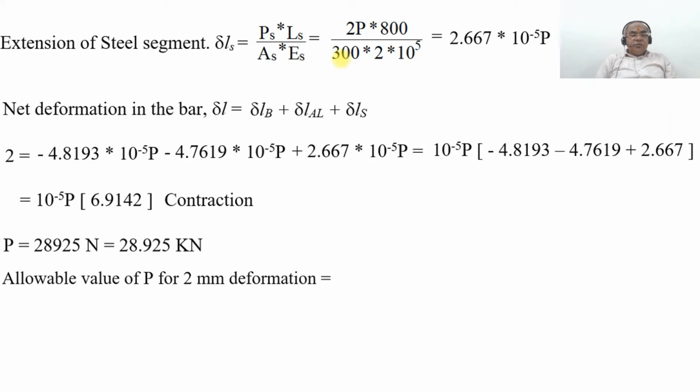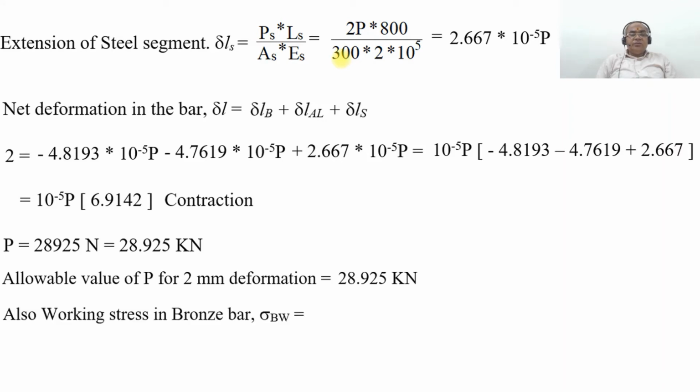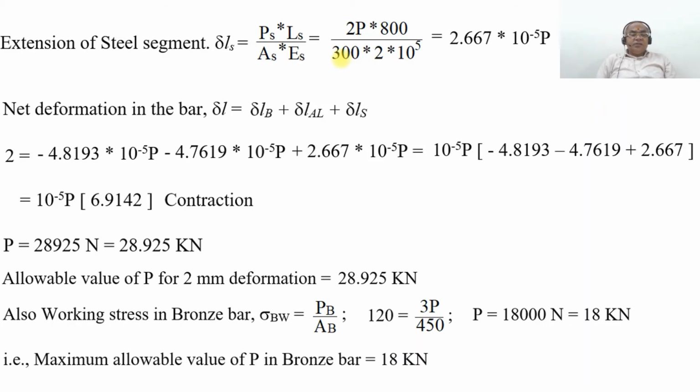The allowable value of P for 2 mm deformation will be 28.925 kilonewton. Also, the working stress in the bronze bar, sigma BW, will be equal to PB by AB. So we have 120 equal to 3P by 450, so 3P is equal to 120 into 450. Therefore, P will be equal to 18,000 Newton, which is 18 kilonewton.